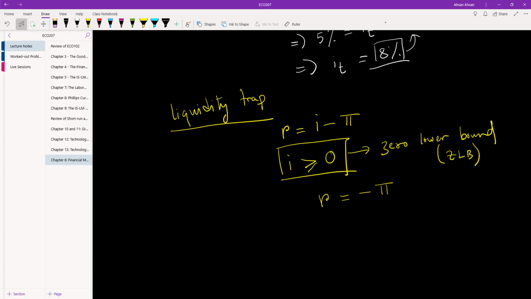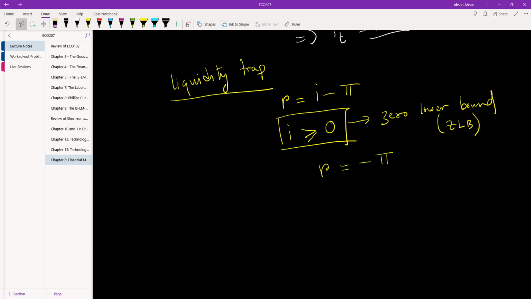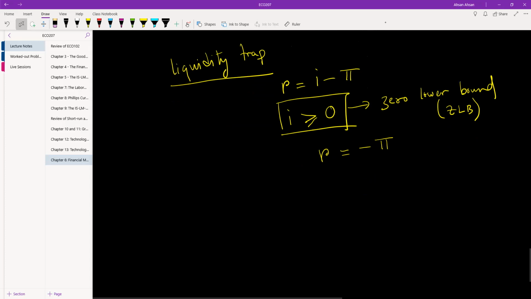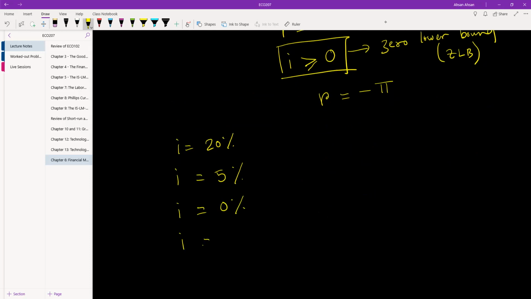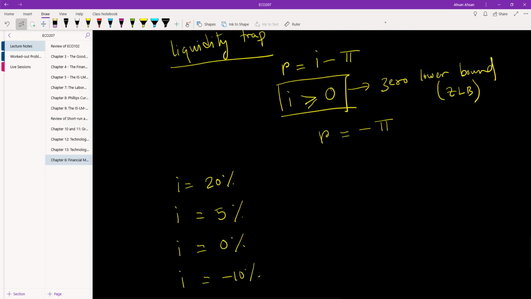And the problem with this is that, let me just give you some examples. Suppose inflation is very high, so 20%. Suppose inflation is moderate. Suppose there is no inflation. And suppose we have deflation, minus 10%. Let's take a look at these four cases, okay? If inflation, not interest, sorry, inflation.